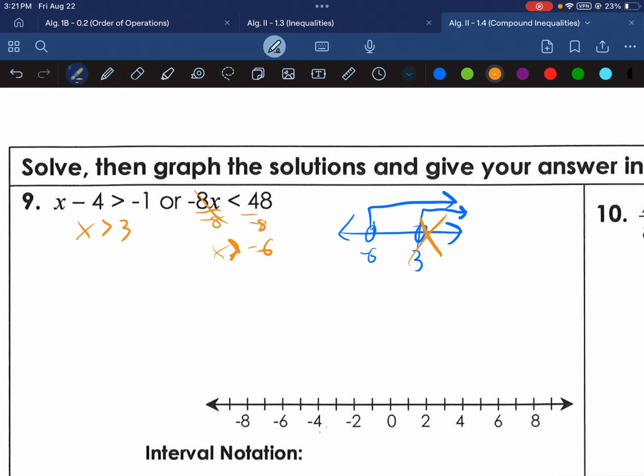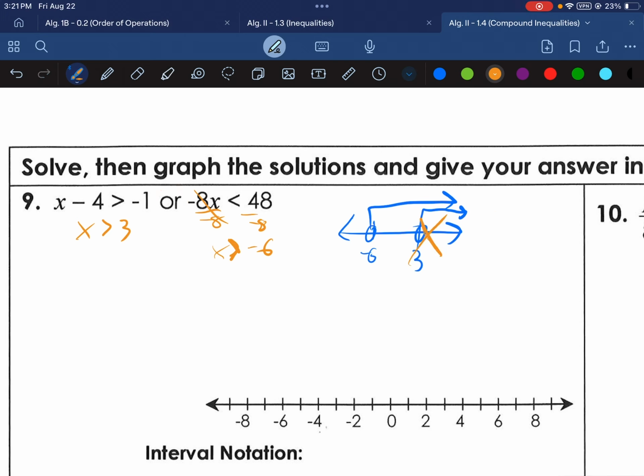and for interval notation, I will just say negative 6 comma infinity with parentheses on both. And when I circle my answer, I only circle that inequality as well. I don't even include the other inequality because it's redundant, absolutely unnecessary.